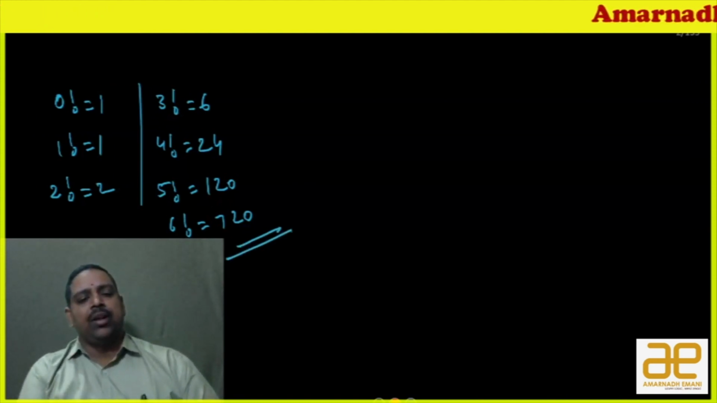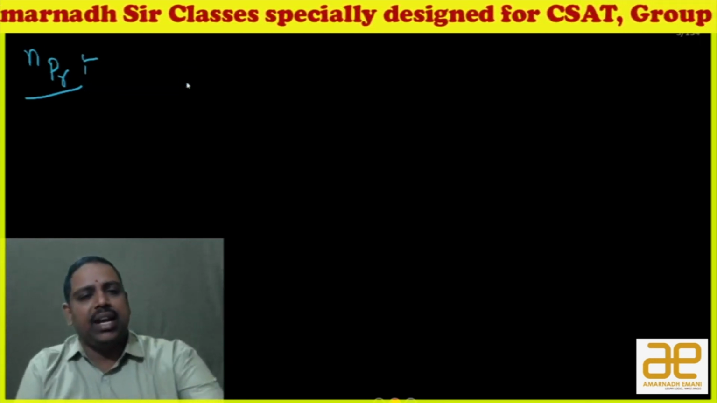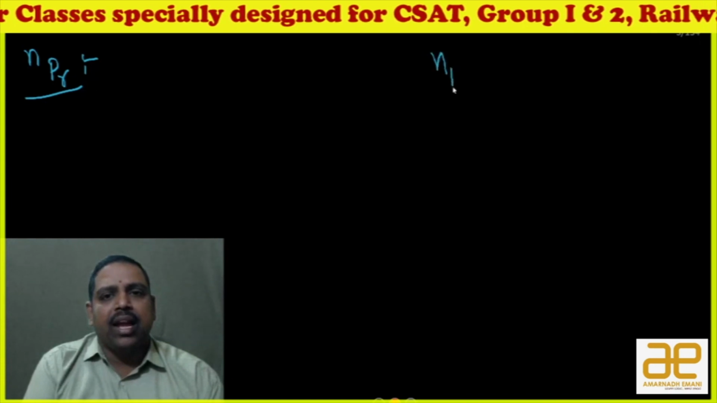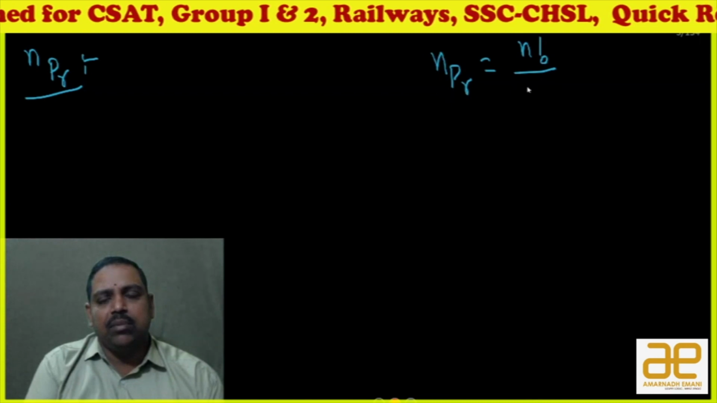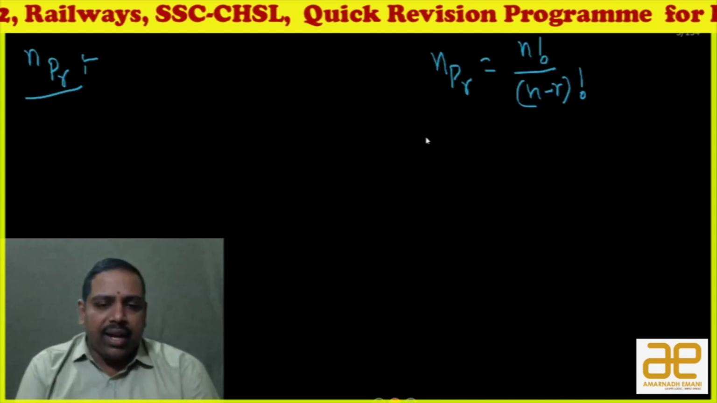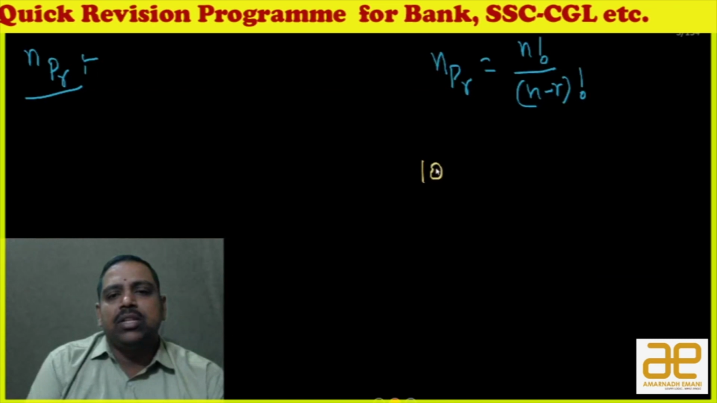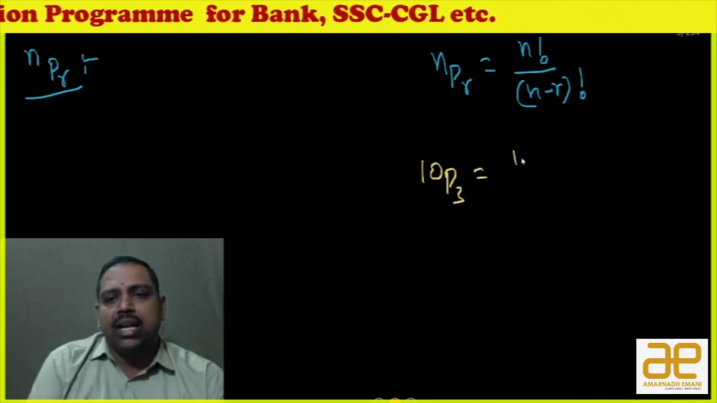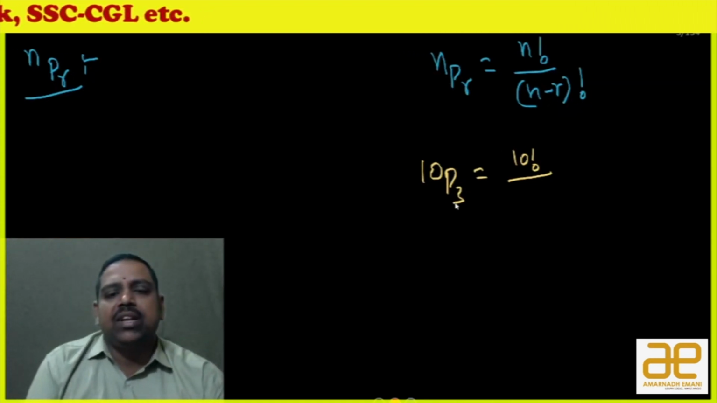Next one. Now we have to discuss nPr. So when you are writing nPr, let us write the formula first. nPr is equal to n factorial by the difference of these two, n minus r factorial. This is the formula. Now I'll give one example in the conventional manner. Suppose I want 10P3, I will write it as 10 factorial by n minus r, that is the difference. The difference of 10 and 3 is 7, right?